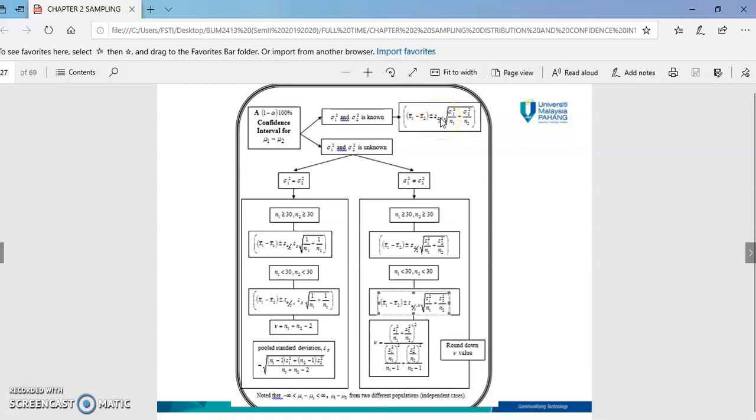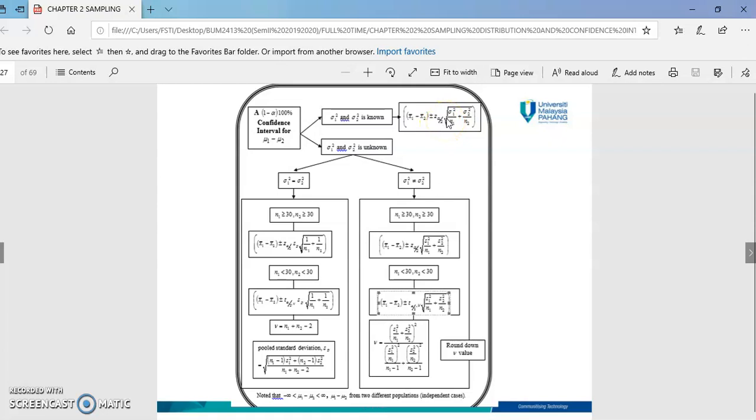So in the previous class we have discussed how to find the value of Z. You can refer to your statistical table, page 36. Alpha given in that question is from the confidence level. For example, if you have 95%, then your alpha is 0.05. Divide by 2, you will have 0.025.